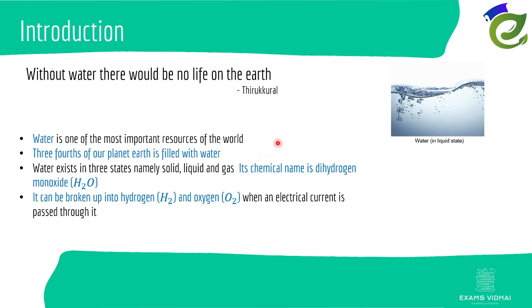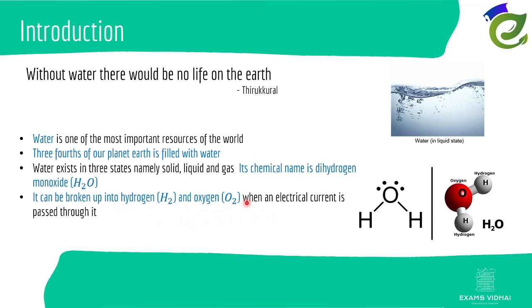3/4 of our planet is filled with water, and the chemical name is dihydrogen monoxide. This is an important name that you are required to learn because this may come up in the NMMS exam. It can be broken up into hydrogen gas and oxygen gas when an electric current is passed through it. This process is usually called electrolysis. We'll see that later in the video.